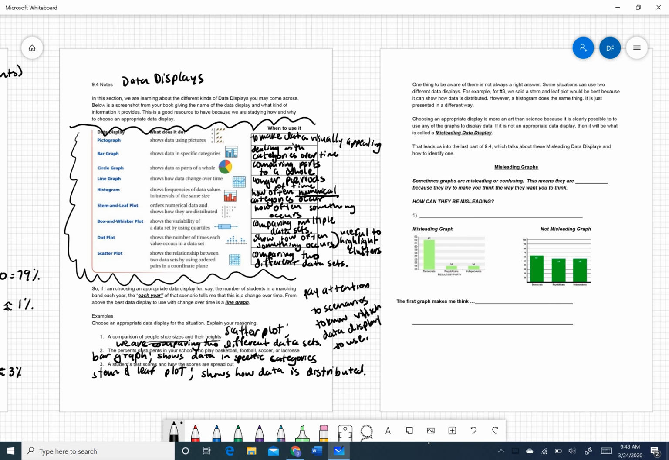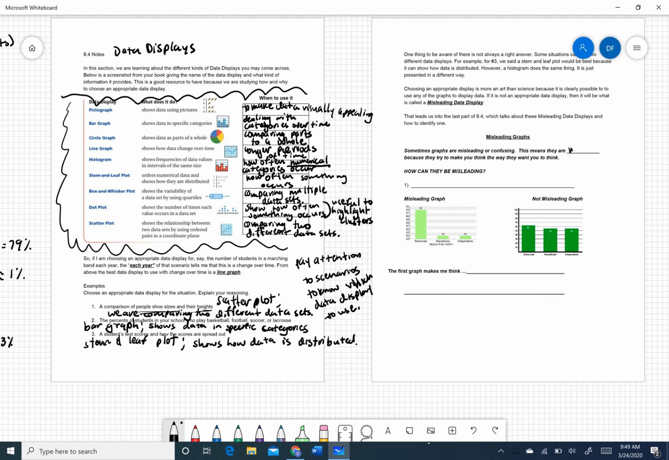So if it is not an appropriate display, then it'll be what's called a misleading data display. And so this actually leads us into the last part of 9.4, which talks about these misleading data displays and how to identify one. Right, so sometimes graphs are misleading or confusing. This means they are, I'll go ahead and rewrite misleading, because they try to make you think the way that they want you to think, right?